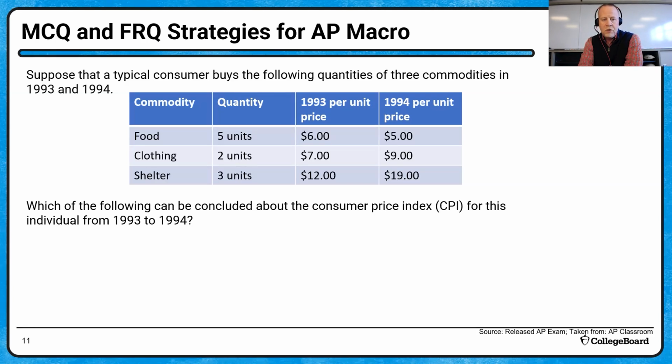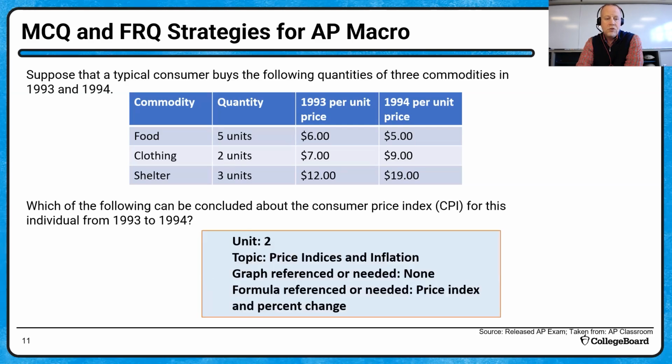Question says, which of the following could be concluded about the consumer price index for this individual from 1993 to 1994? All right, so we need to do some calculations. Once again, what unit, what topic, what formulas do we need? This is a Unit 2 question, pretty obvious. We're talking about price indices, inflation. There's not a graph we can use here. We didn't have any graphs in Unit 2, if you recall, but there is a formula.